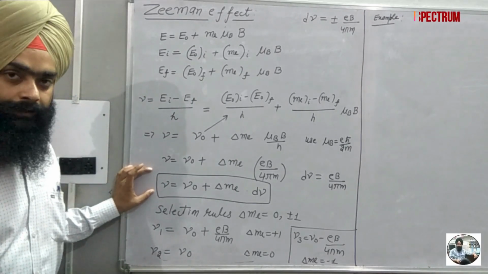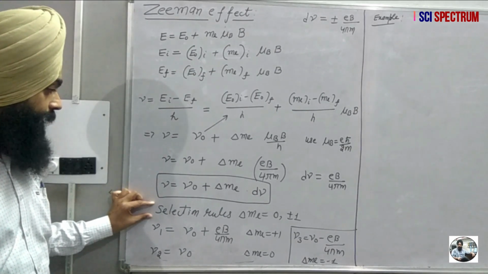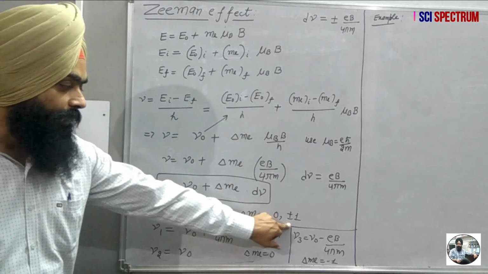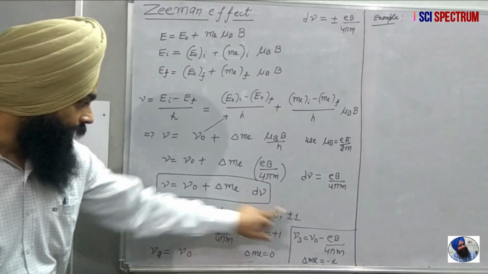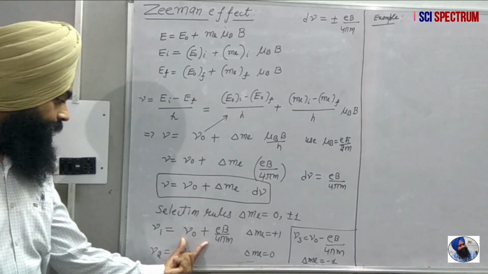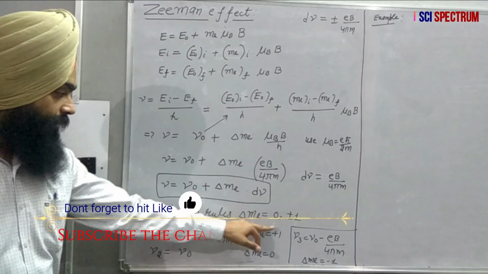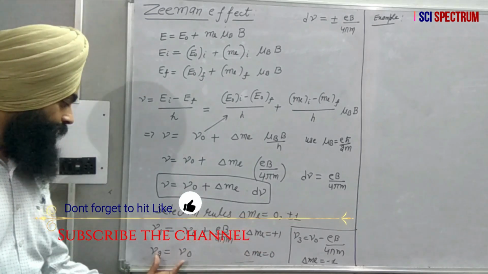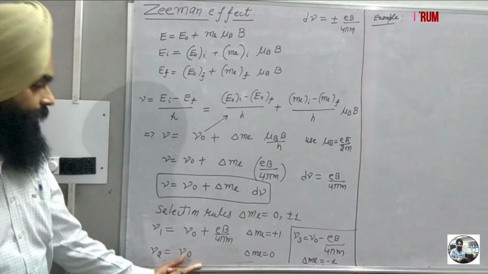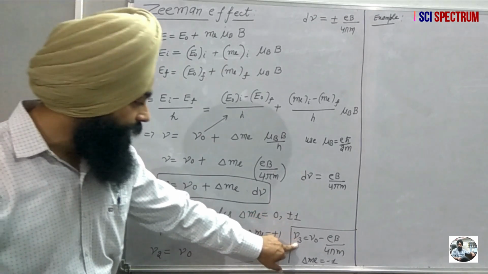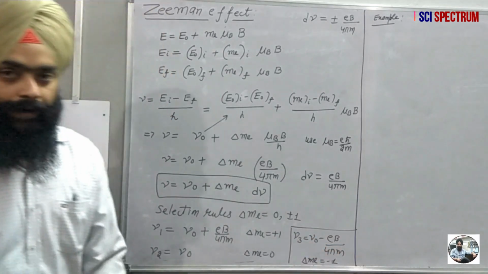So in order to find out the Zeeman splitting spectral lines, we have selection rules according to quantum mechanics. Δm_l is equal to 0, ±1. If I put Δm_l equal to +1 in this formula, I will get this value: ν₁ is equal to ν₀ plus eB upon 4πm. If I apply Δm_l equal to 0, we will get the second frequency, which is equal to the original frequency in the absence of magnetic field. And if I put Δm_l equal to -1, we will get the third frequency, that is ν₀ minus eB upon 4πm.